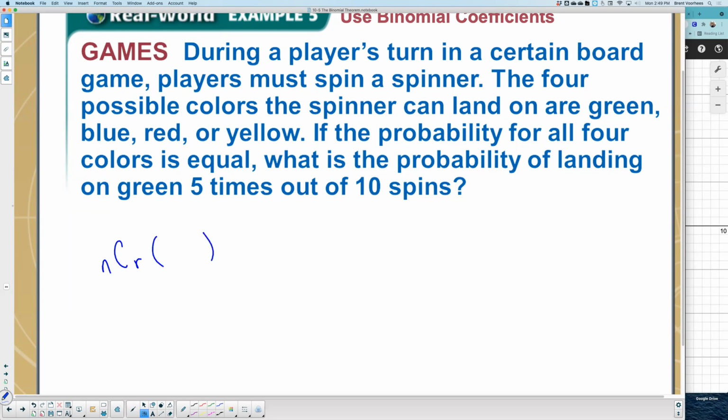When I use NCR, I'm going to write out the bare bones here of just 3 parentheses. The first one has a comma. On this particular situation, how many times are we playing? 10 times. We play this 10 times. So 10 is our N. How many times do we need to win? 5 wins. So I'm going to put 5 here. Again, this could be number of wins or losses.